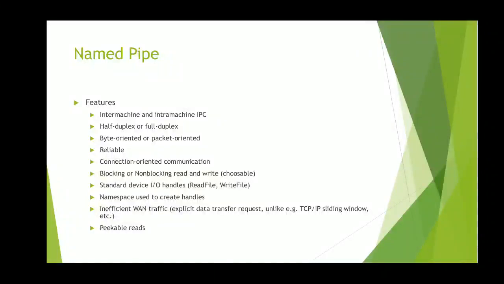Now let us move through the features of the named pipe. A named pipe can be used for intra-machine and inter-machine inter-process communication, and it supports full duplex mode and half duplex mode of operation. It also supports byte-oriented and packet-oriented data transmission, and it is a reliable communication method, and also a connection-oriented communication method.